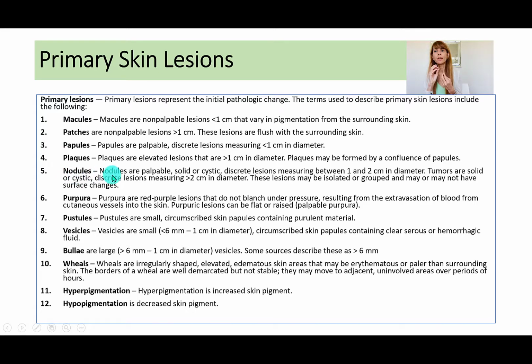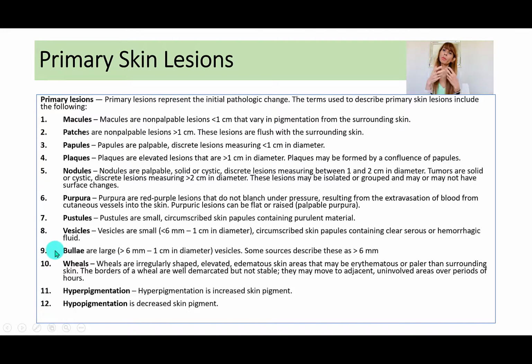Nodule is a round, small cystic lesion, and it is palpable. It can be solid or cystic, and it's not necessarily that big, but it can be between 1 to 2 centimeters. Then the purpura is raised. It's usually red or purple in color, and it does not blanch. That is the important piece of information. Pustule is something that's a little bit raised, and it has pus in it. Vesicle is also raised, similar to pustule, but it has clear fluid in it. It's usually 1 centimeter or less, but in some sources it says it's 6 millimeters or less. So just look at either 1 centimeter or 6 millimeters, both answers would be correct.